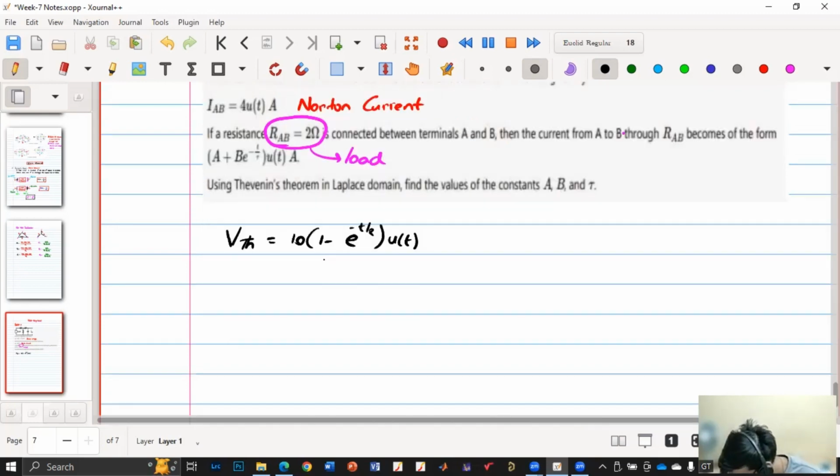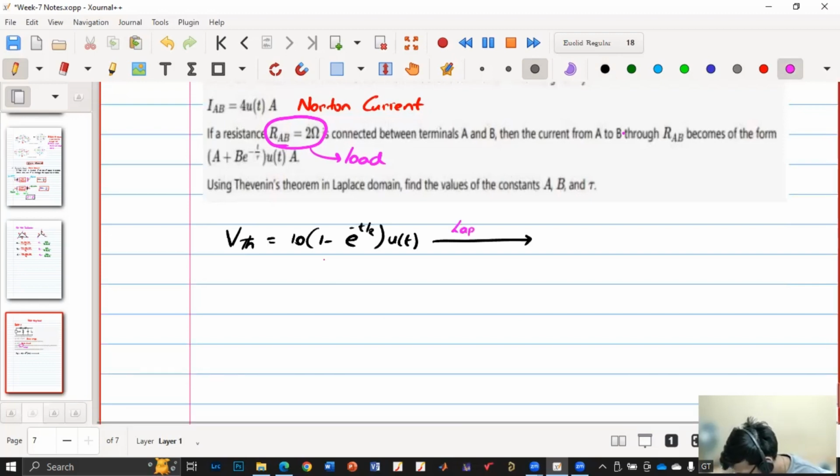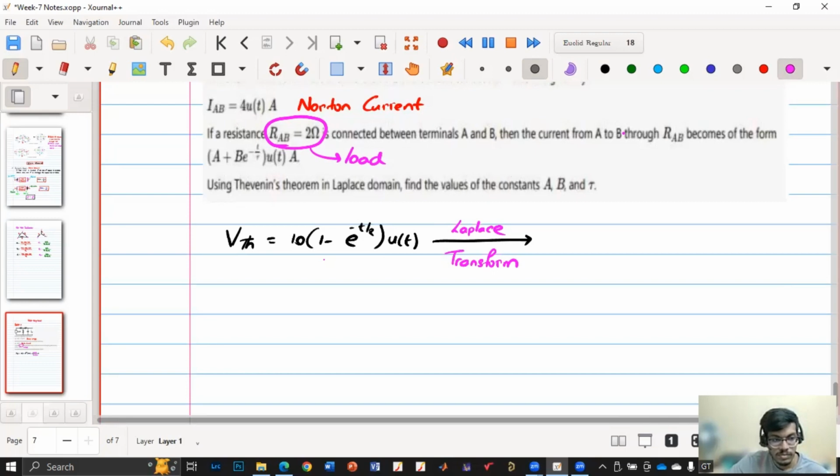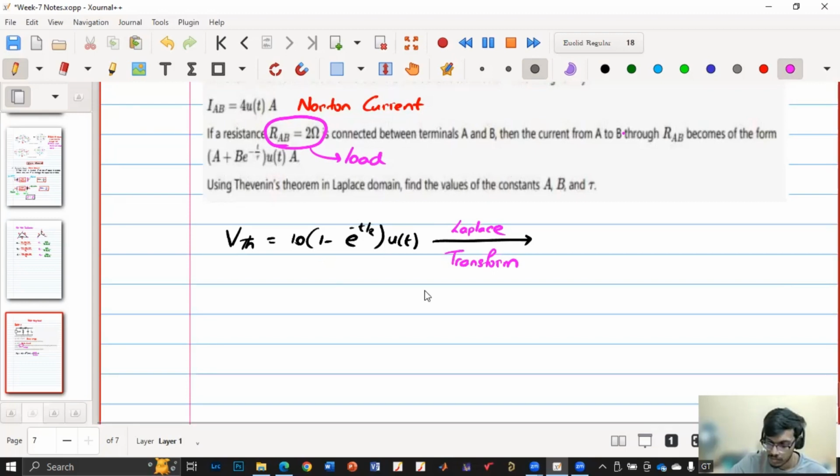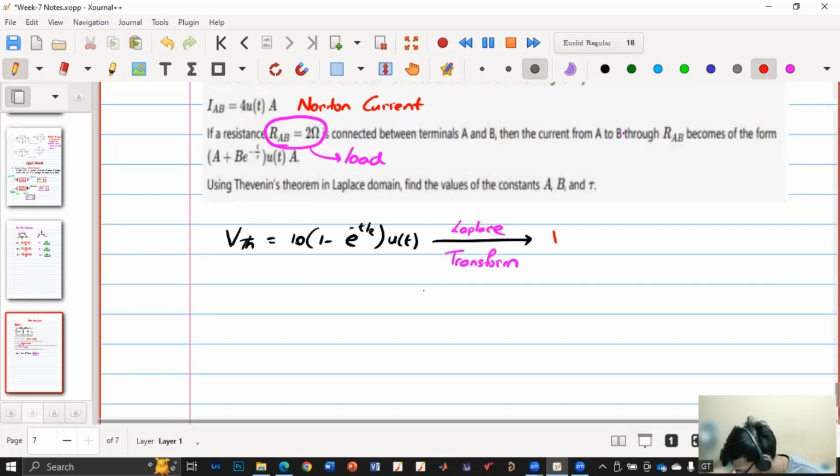Now can you tell me what will be the Thevenin voltage in Laplace transform after applying Laplace transform? I want VTH of S.